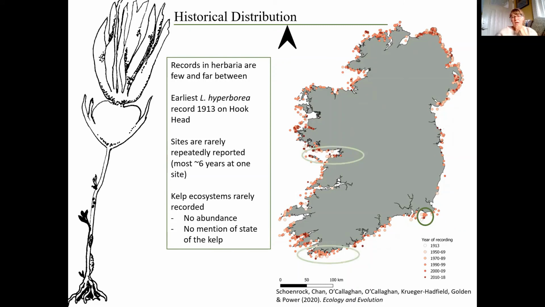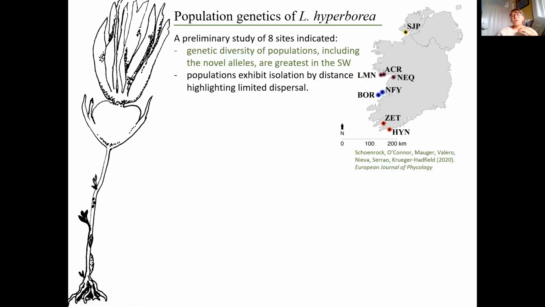So the areas of the most dense recording are centered around higher education institutions, so UCC and NUI Galway, and that's also a shortcoming in these data sets. If we look at population genetics, what we're finding from a preliminary study is that genetic diversity of populations, including the novel alleles in these communities, are highest in the Southwest, and this is actually predicted to be a glacial refugia from the last glacial maximum. So we'd expect it to have the highest genetic diversity or allelic richness.